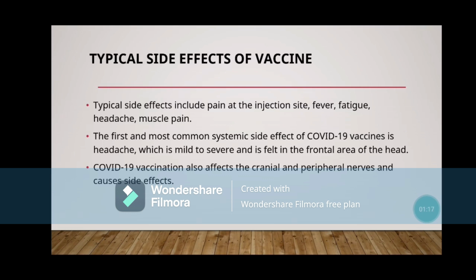The first and most common systemic side effect of COVID-19 vaccines is headache, which is mild to severe and is felt in the frontal area of the head. COVID-19 vaccination also affects the cranial and peripheral nerves and causes side effects. So in this way, these vaccines affect people after getting vaccinated.